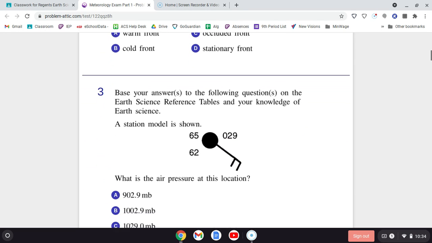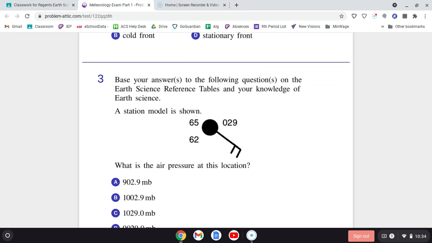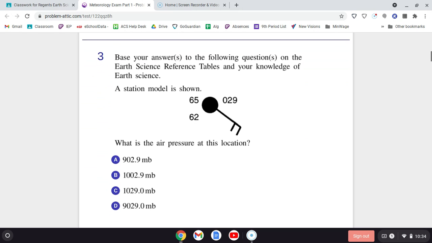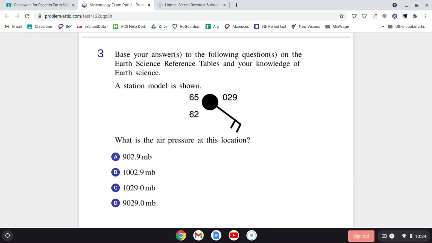Number 3. Base your answers to the following question on the Earth Science reference tables and your knowledge of Earth Science. A station model is shown. What is the air pressure at this location? I will take away D, so it's either A, B, or C. You just have to convert it, right? Mm-hmm. So it looks as though you'll bring one decimal into the left and add either a 9 or a 10 and figure out if it fits into the chart under the barometric pressure on page 13.